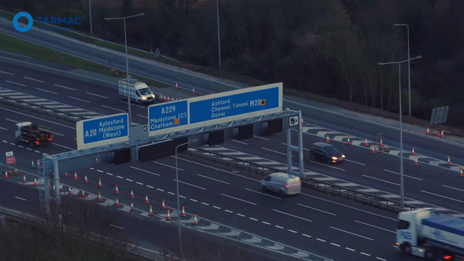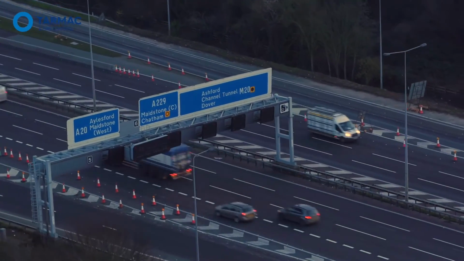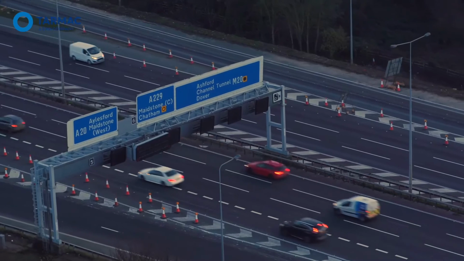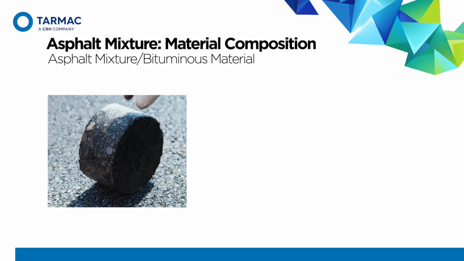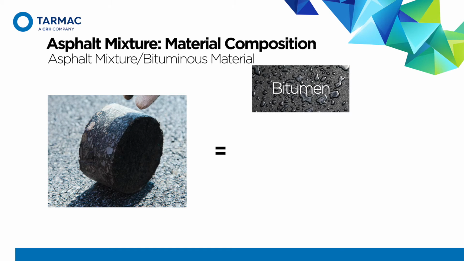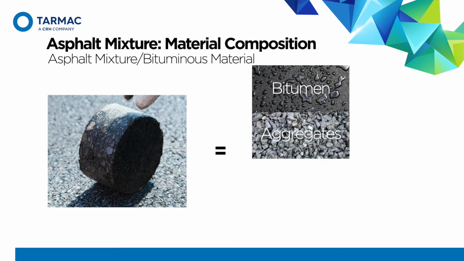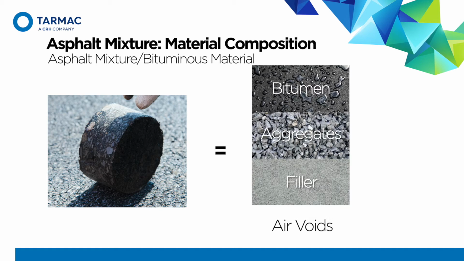To start with, asphalt mixture is the most common material used for construction of roads. It consists of bitumen, aggregates, filler, which is less than 63 micron in size, and air voids. Different proportions of these components generate different types of asphalt mixtures.